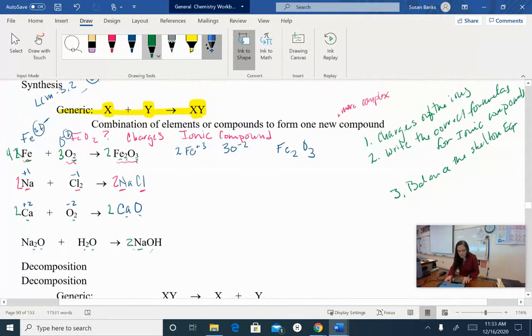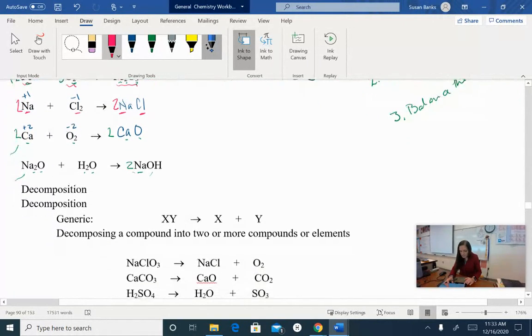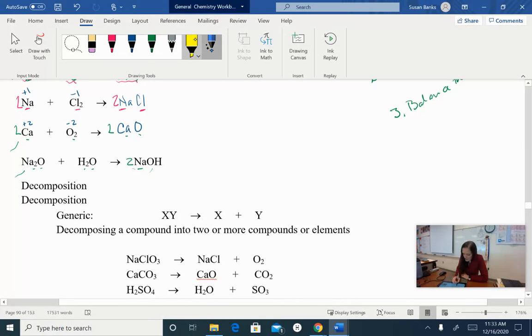Okay, notice on all of these synthesis reactions, I'm taking simple things. They could be just straight elements, or they could be simple compounds, and I'm putting them together to make something more complex. Okay, that's what synthesis is. Okay, let's go on to decomposition. Decomposition is exactly the opposite. My generic equation is taking xy and breaking it down to x plus y. So I'm taking something complex and I'm breaking it down. So decomposition is the exact opposite of synthesis.